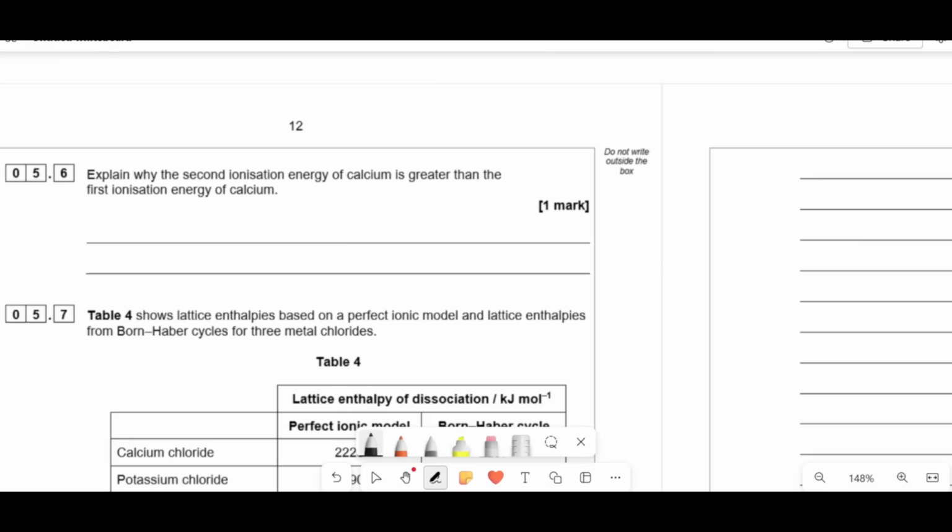There we go. So explain why the second ionization energy of calcium is greater than the first of calcium. And here, people were trying to beat around the bush, being sneaky and saying absolutely nothing. You can't just give vague answers. You've got to use your brain here.